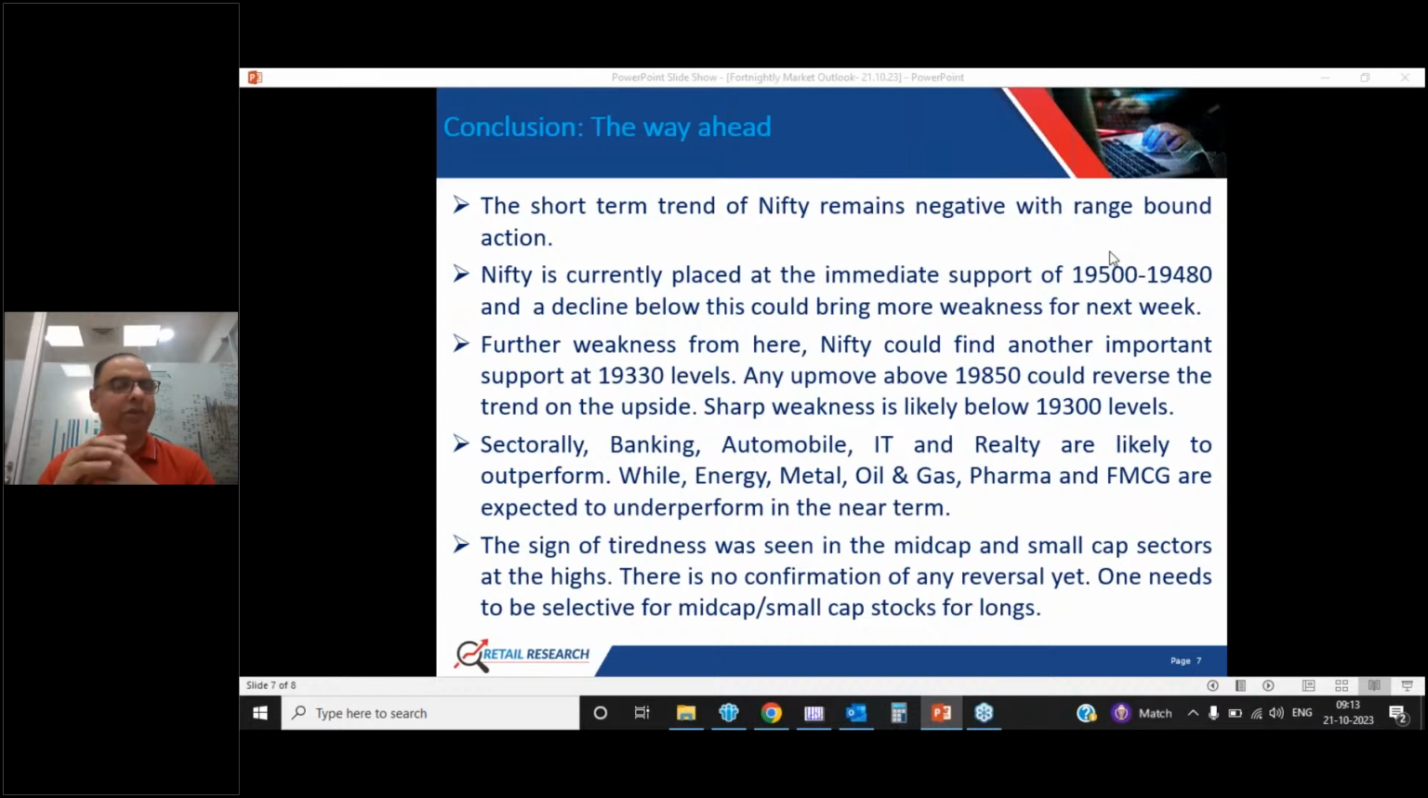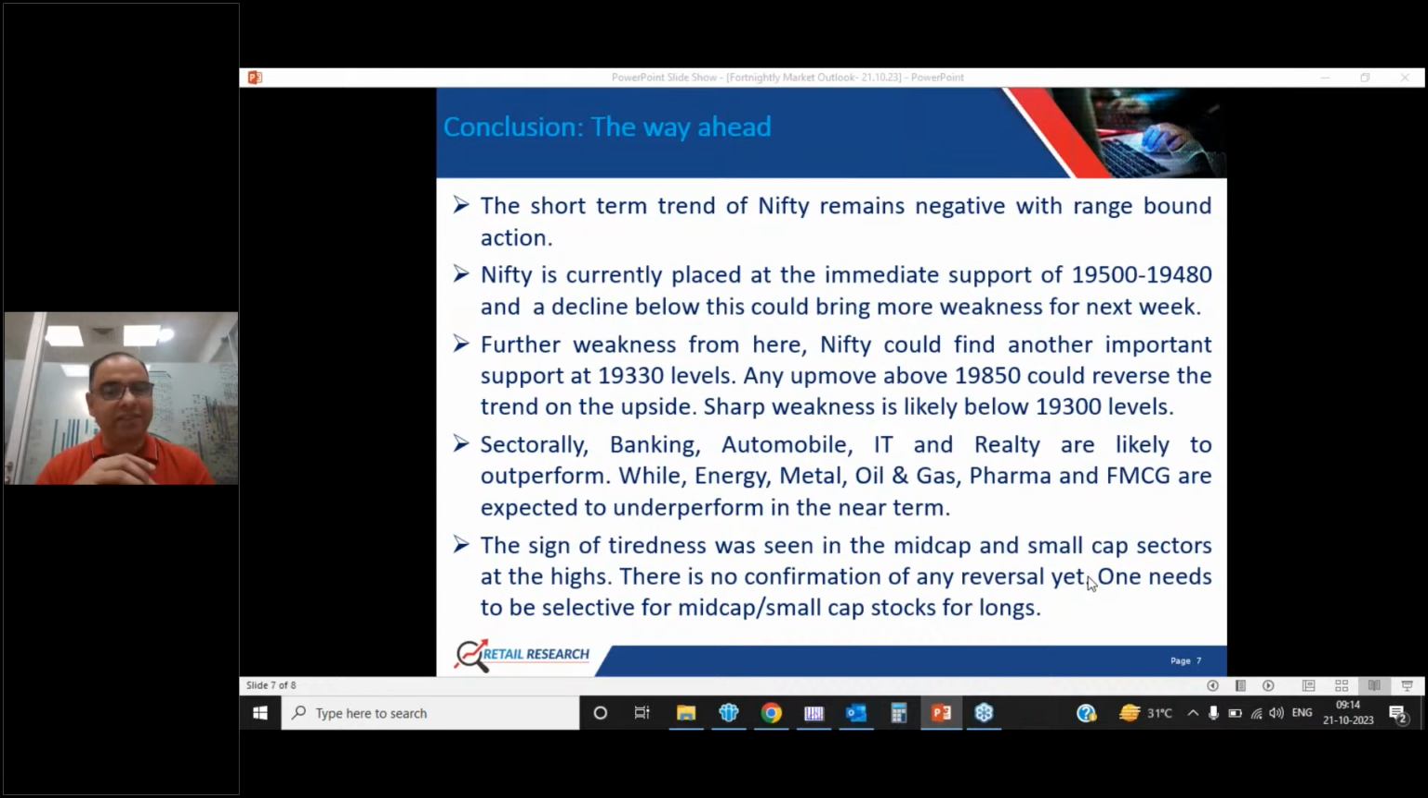Once it breaks below the 19,300 level, we are likely to see a deep cut in the market, as well as in the broad market indices like mid cap and small cap. Sectorally, banking, automobile, IT and realty are slightly outperforming given the current nature of the market, while energy, metal, oil and gas, pharma, and FMCG are expected to underperform in the near term.